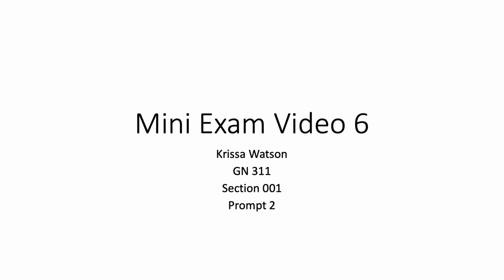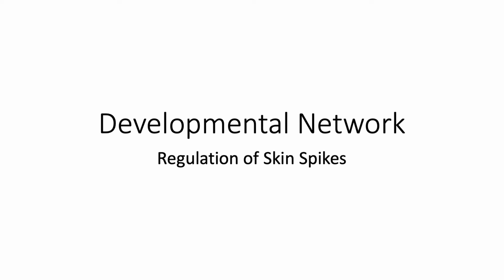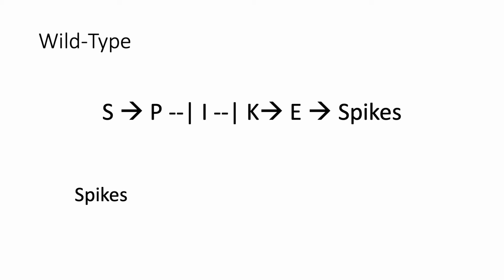Today I will be addressing prompt 2. We will be examining the developmental network of the regulation of skin spikes. First we're going to look at the wild type of this developmental network. The S protein promotes the P protein, while the P protein inhibits the I protein, so that the I protein cannot inhibit the S. So E promotes spikes, and the wild type will have spikes.